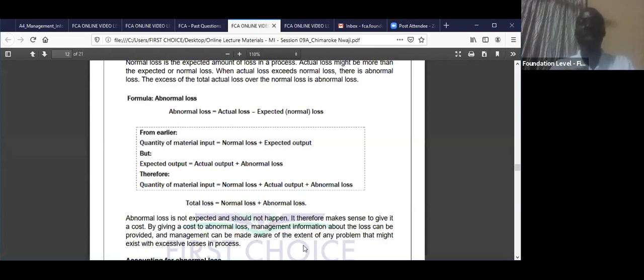So the same way in a manufacturing process, that amount of bread that was stolen, which you are not expecting, that amount of bread that was eaten by insects or rats, which you were not expecting, is an abnormal loss, and it should be given a cost so that management will know the extent of that excessive loss.